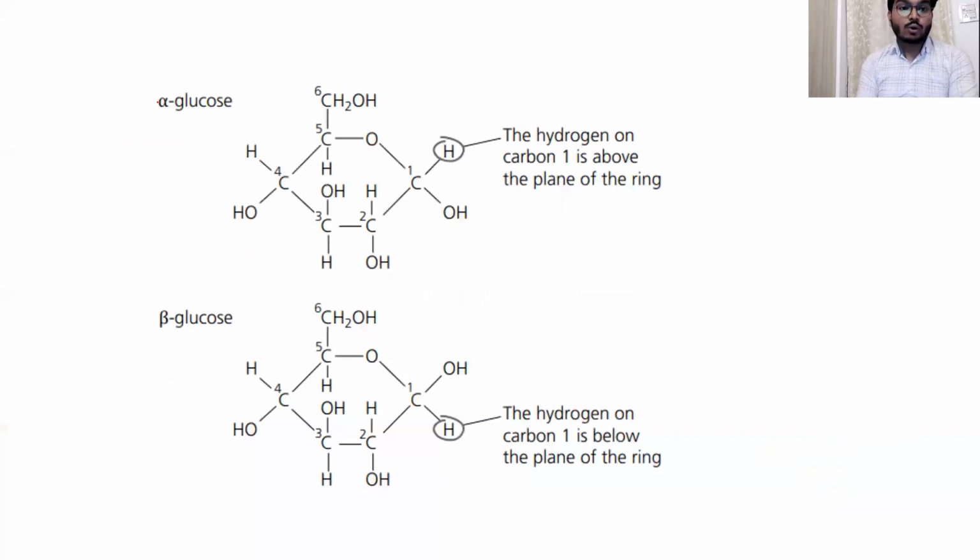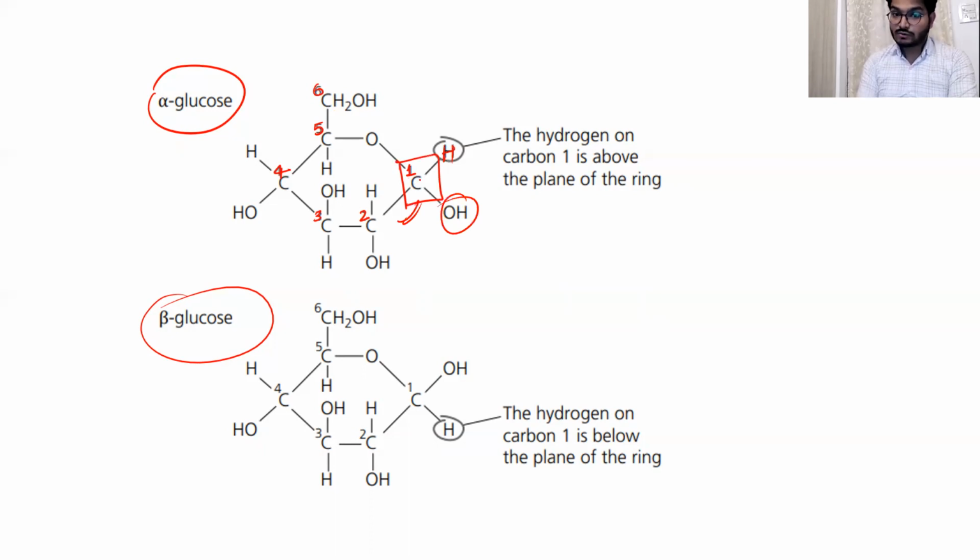Okay, now what is alpha glucose and what is beta glucose? Simply, if you see this structure of the glucose, this is carbon number 1, carbon number 2, third carbon, fourth carbon, and to the fifth carbon you have the sixth carbon attached. Specifically, if I ask you to look at this first carbon, here we have the hydrogen and then the OH group attached.